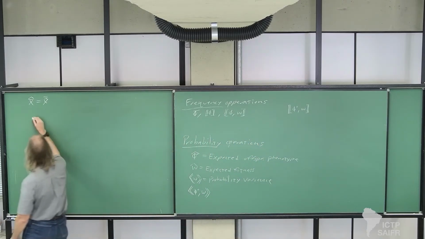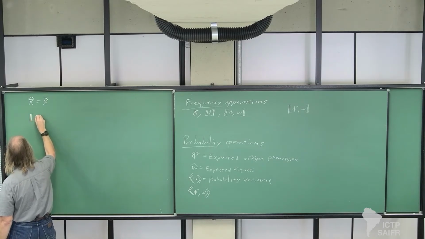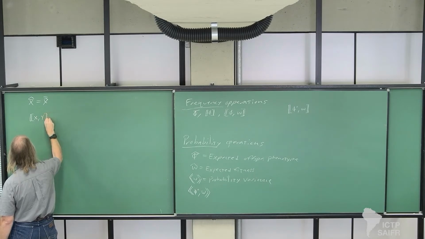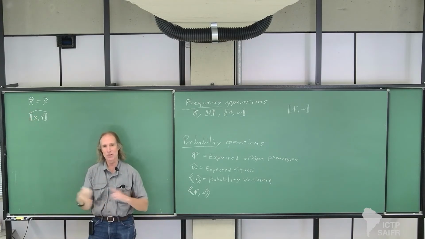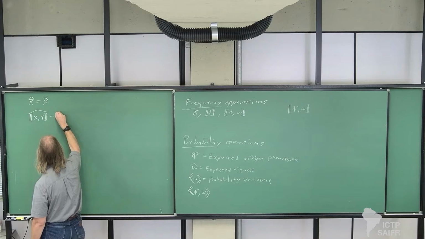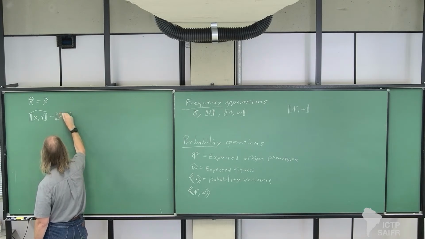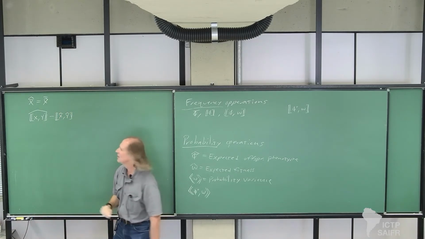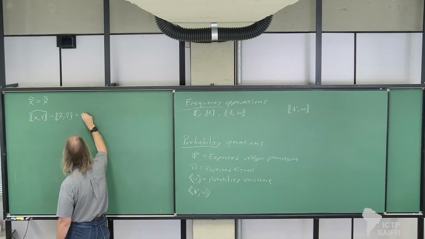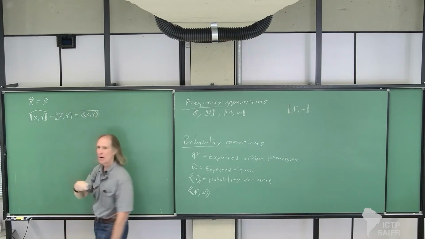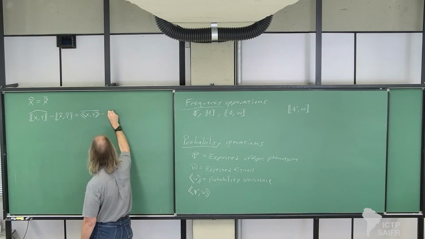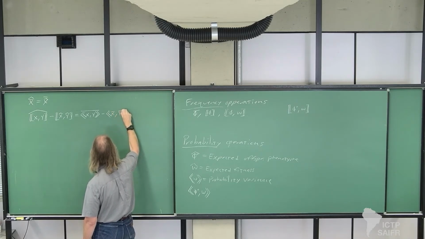Here's a rule for that. If I use x and y, frequency covariance between x and y, if I take the expected value, the probability mean of the frequency covariance between two things, minus the frequency covariance of the probability means of x and y, is equal to the probability covariance of x and y averaged over the entire population, minus the probability covariance between the frequency mean of x and the frequency mean of y.